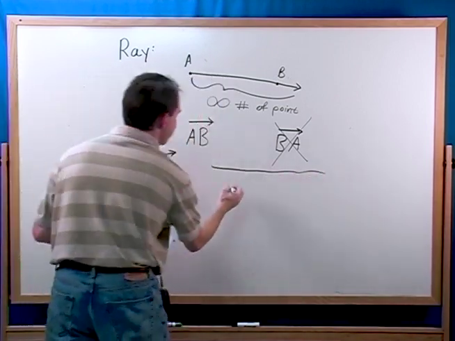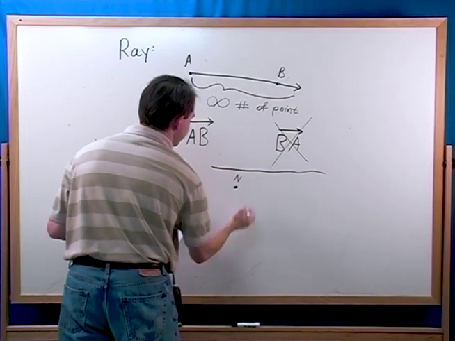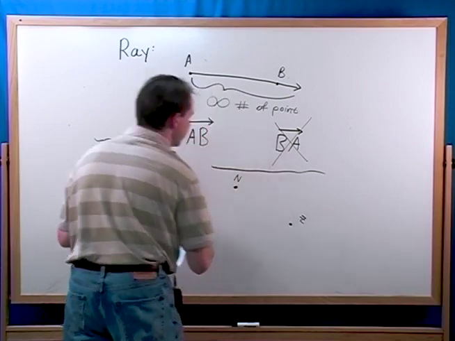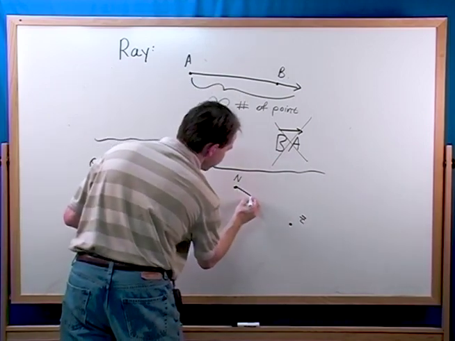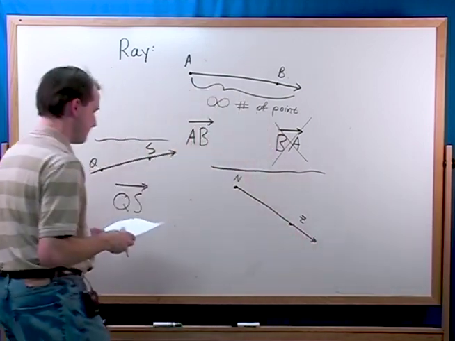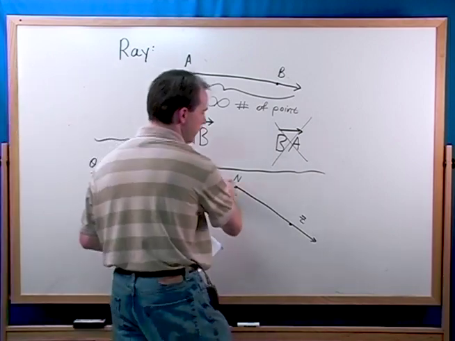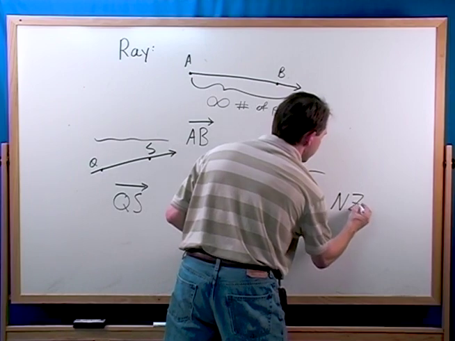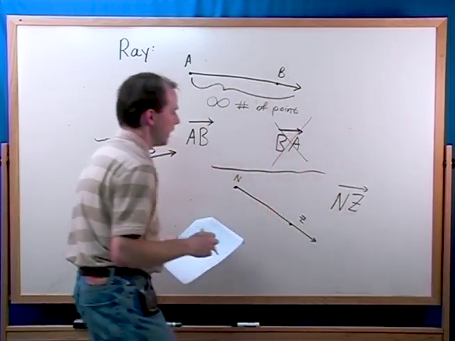Okay, now let's say I have a ray that starts with N and goes through the point Z. Then what would I do? How would I write that? It starts at N, so I just write N, and it goes through Z, and I'm just putting a symbol on top that means ray.